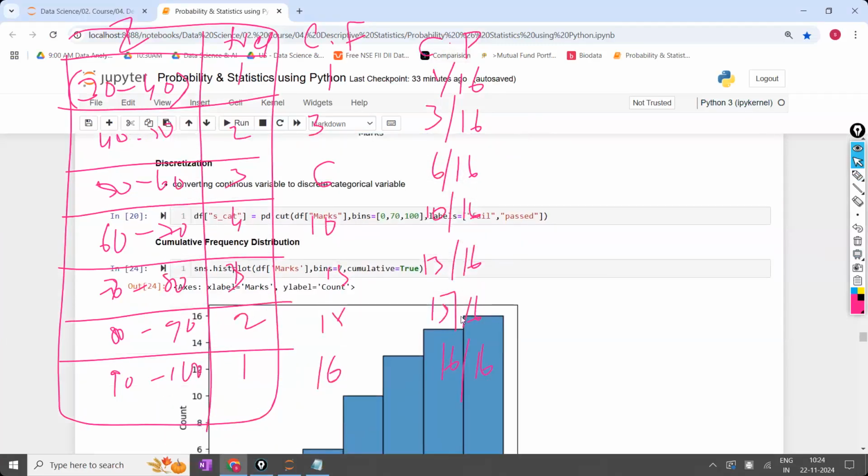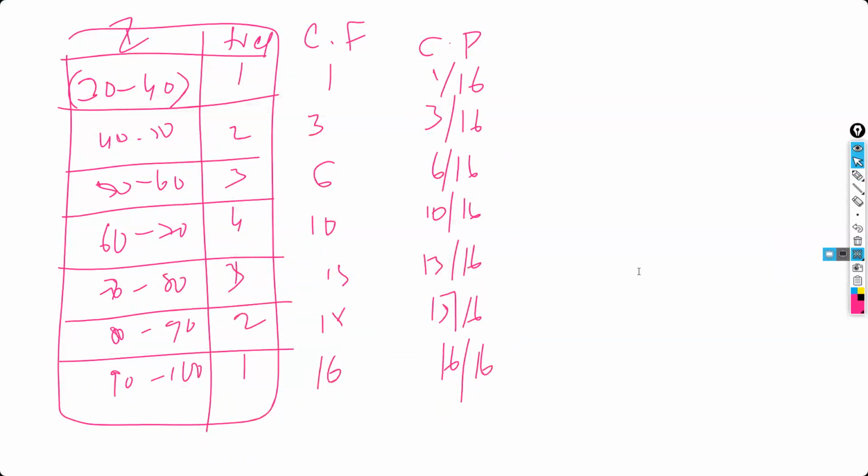Now, how to calculate the cumulative probability? This is table-wise, manually. Manually, you have calculated. Is everyone clear with cumulative frequency and cumulative probability? Cumulative means from the starting to there. Every time the starting point is fixed, from the starting to this point, starting to this point.